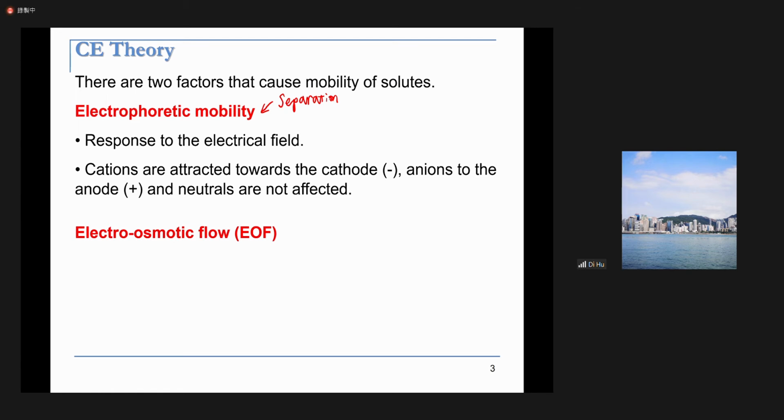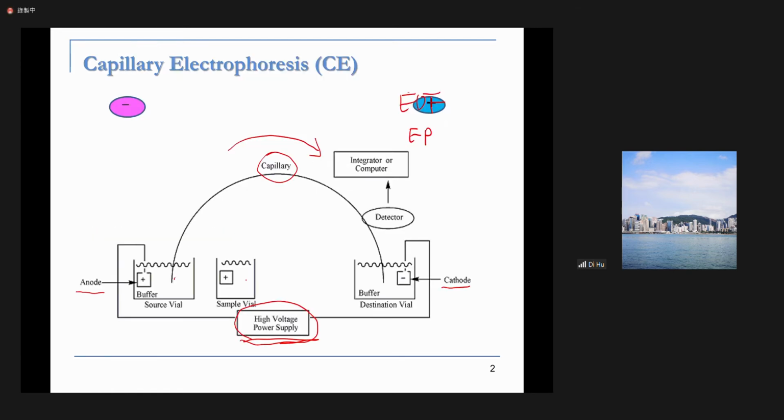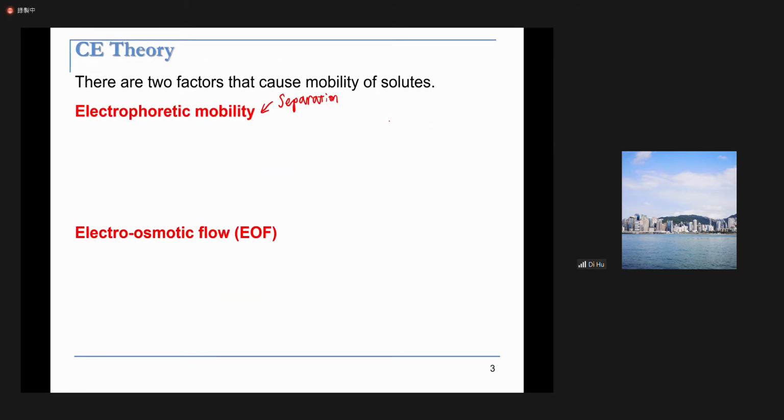As we already saw, this one is the cathode and this is the anode, right? Here is the cathode, here is the anode, and the tube is this one. And this end is the detector. So what happens is, with a cathode and anode, which ion is attracted toward the cathode?